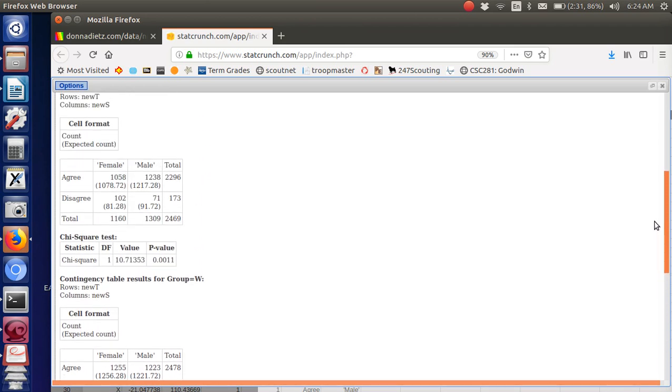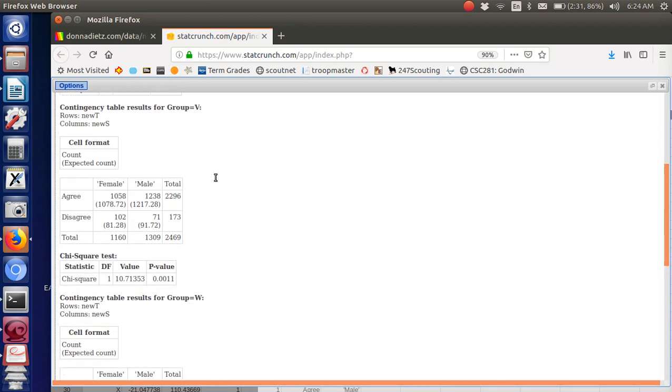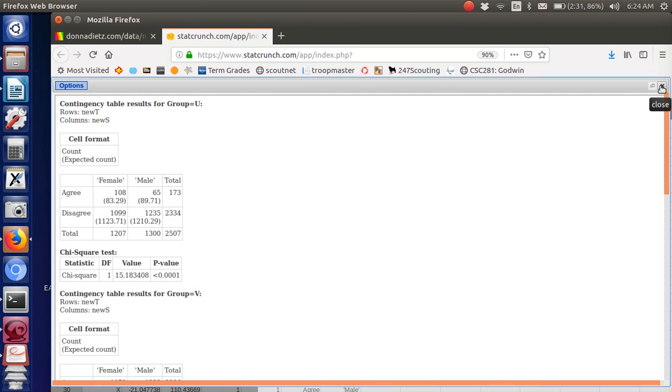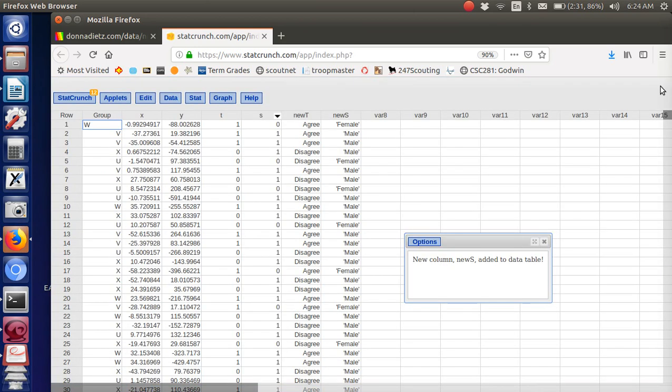Okay, we didn't do V yet. Females are less likely to agree. Aha, this one goes the other direction. Here, males are more likely to agree, and females are more likely to disagree with whatever the survey is saying. So in this case, the correlation is in the opposite direction as the other two, because in here, males are more likely to agree. So you write that up in your write-up and pick at least one group to talk about.